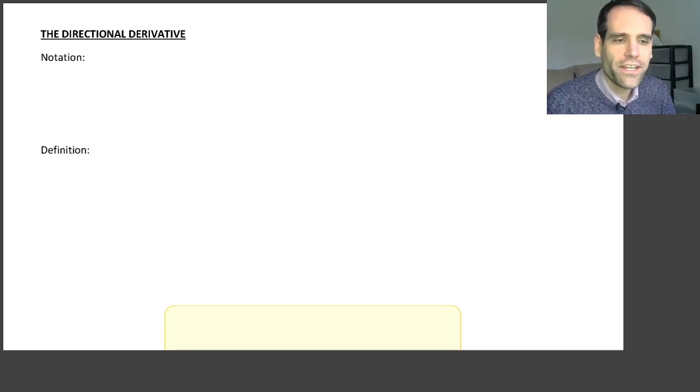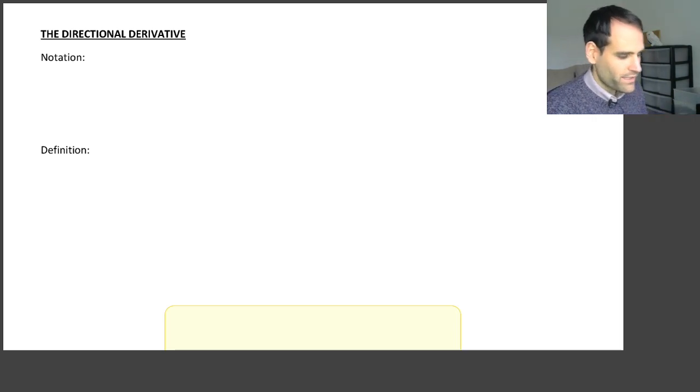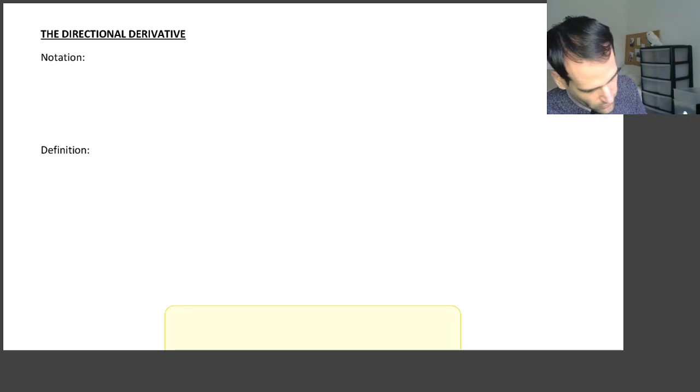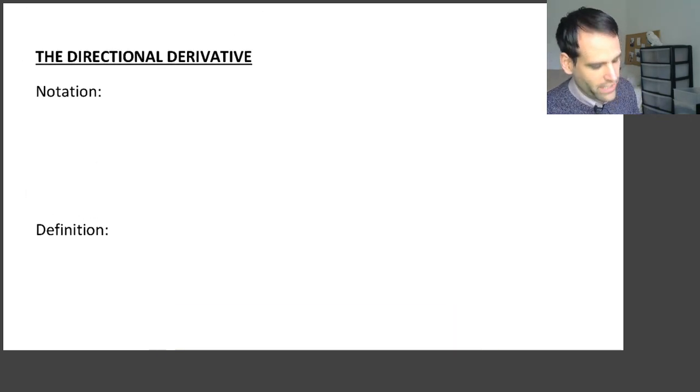Let me introduce a new concept called the directional derivative. This is a concept that is intimately related to the gradient. So first of all, let me write the notation for this.